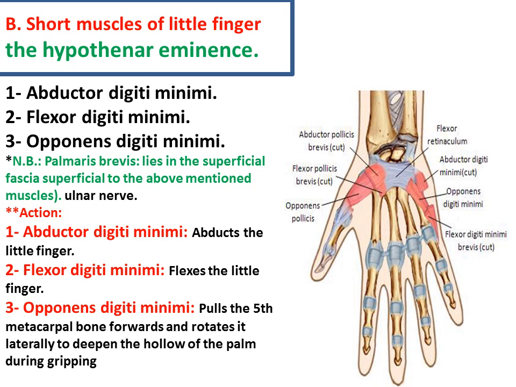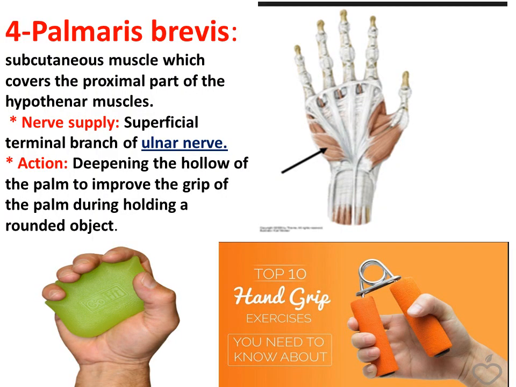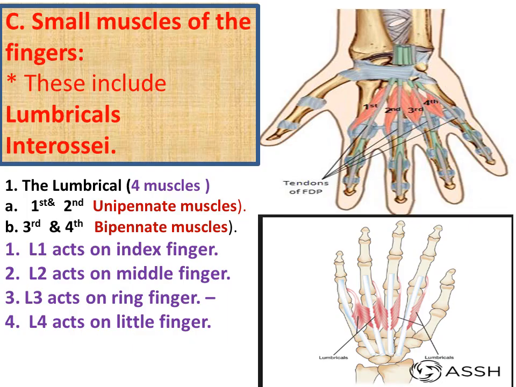Action of these muscles: laterally, abductor digiti minimi abducts the little finger; medially, flexor digiti minimi flexes the little finger; deep and in between, opponens digiti minimi; and the fourth one known as palmaris brevis muscle, which is a subcutaneous muscle superficial to them. Its nerve supply is the superficial branch of the ulnar nerve. Its function is improving the hand grip by increasing the hollow of the palm.